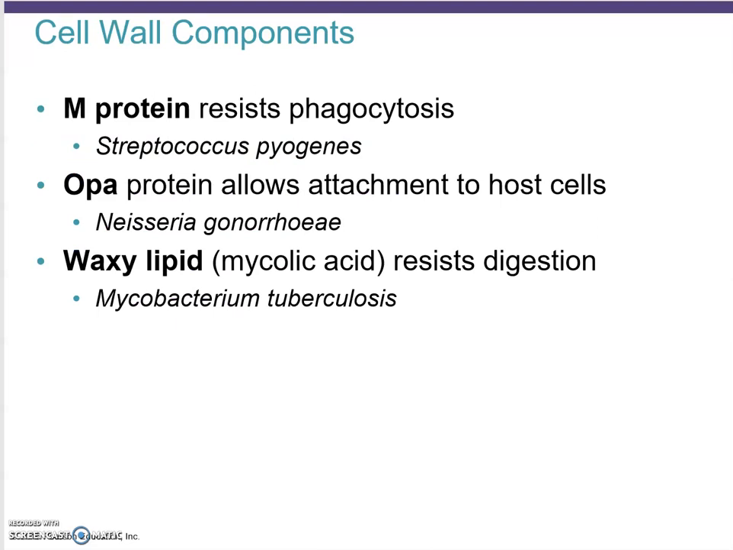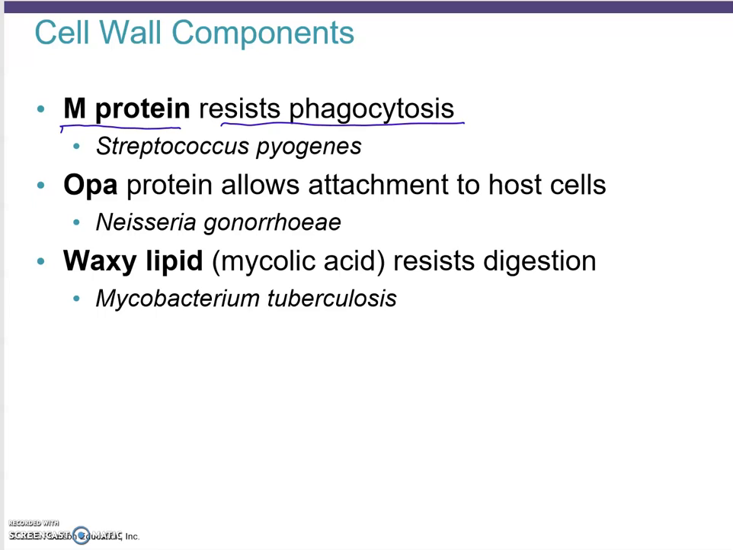Here are some cell wall components that increase the virulence of pathogens. Let's start with the M protein. That's a heat-resistant and acid-resistant protein that helps pathogens that have it to attach to surfaces. It mostly helps these bacteria then to resist phagocytosis, so to not be eaten by white blood cells. A good example of a pathogen that has the M protein is Streptococcus pyogenes.